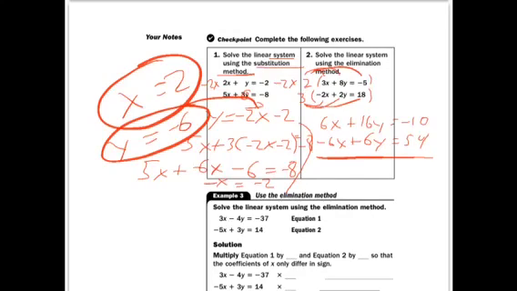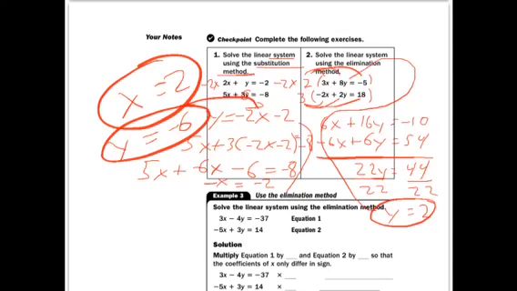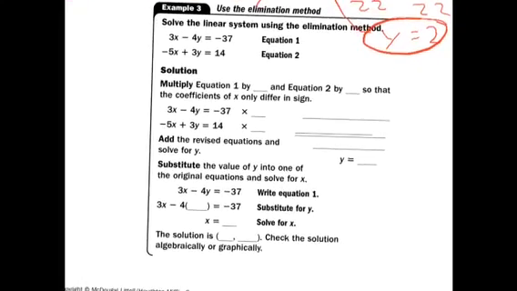We're going to add like terms, and I get 22y equals 44. Divide both sides by 22, y equals 2. Once I have y equaling 2, I can bring that back up into one of these, and I get 3x plus 16 equals -5, minus 16, 3x equals -21, divide by 3, x equals -7. -7, 2 is the point where those two lines would intersect. All right, example 3.